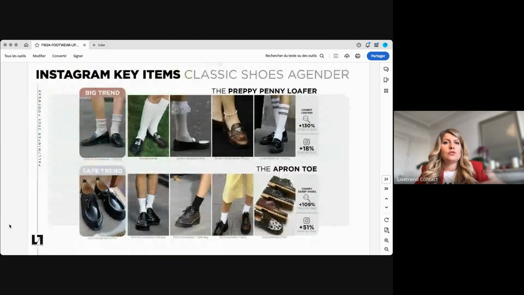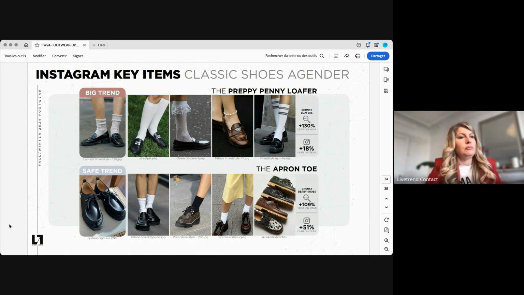And now I just go through these classic shoes that are very important, also because they are genderless shoes, so it means that if men or women can wear the same, it's really on the trend. And as we have seen in the market and in forecasting, all these penny loafers were very trendy, and of course it's a big trend and it has a stable visibility on Instagram.